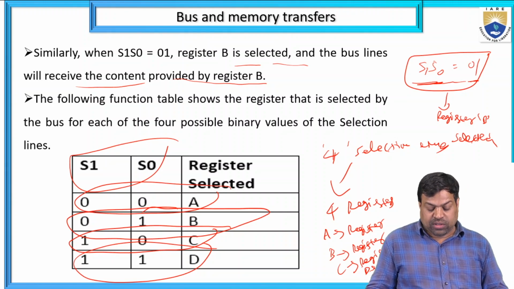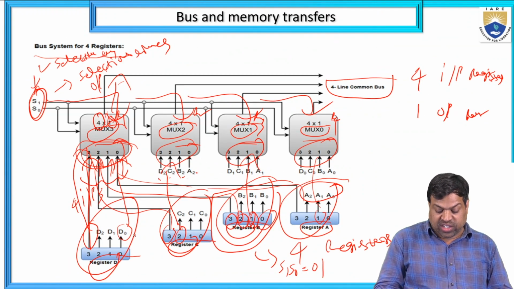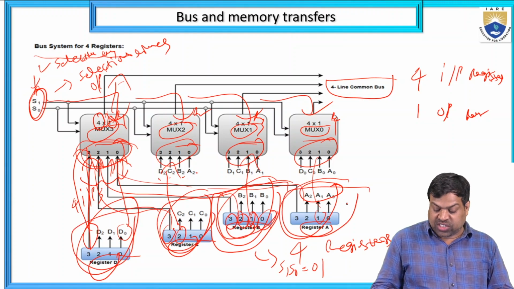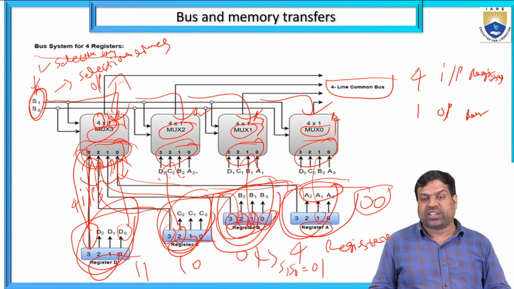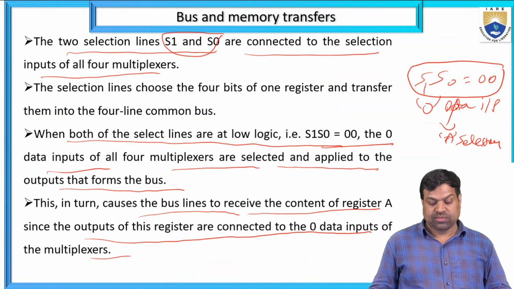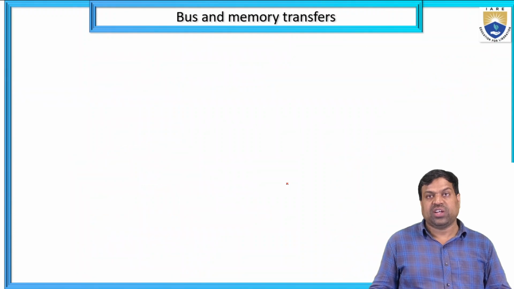So 00 means A, 01 means B, 10 means C, 11 means D. So we have the A register, B register, C register and D register. If the selection lines are 00, the A register is selected. If 01, the B register is selected. 10 means the C register is selected. 11 means the D register is selected. So like this we have register selection by S0 and S1 for the multiplexer.